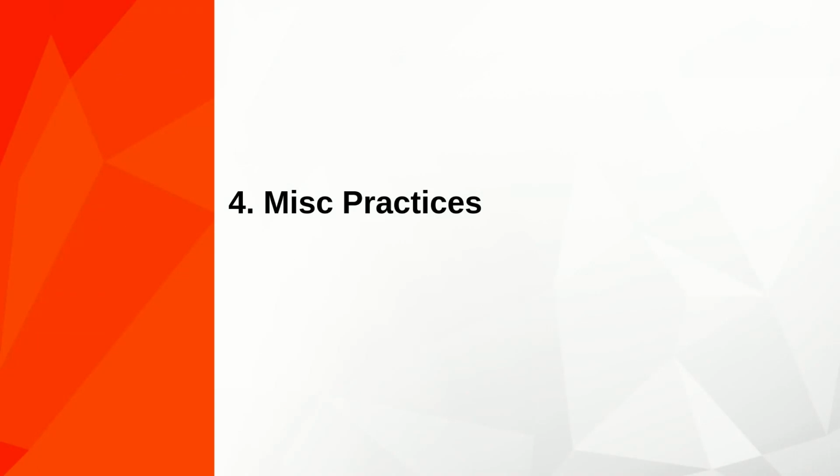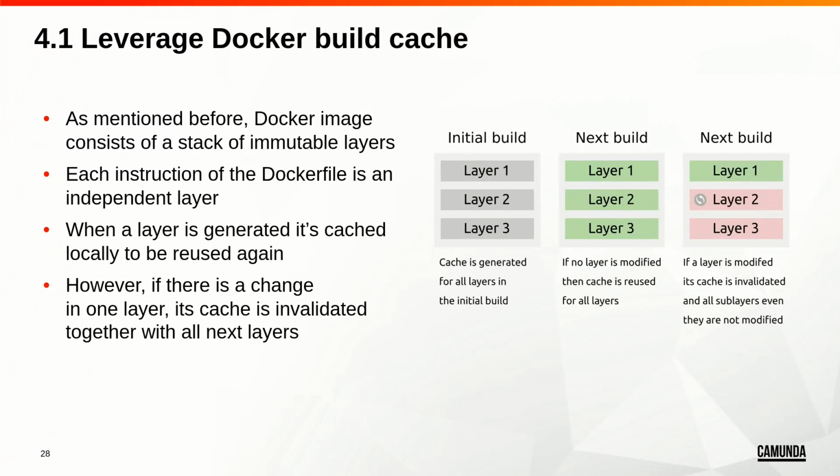Now let's take a look at some general practices. Leverage Docker build cache. This is actually one of the interesting topics, and as I mentioned before, a Docker image is made of layers according to the Dockerfile instructions, and when there are no changes in a layer, it's not built again, but Docker reuses the last one, or what's cached already, and this is known as Docker build cache.